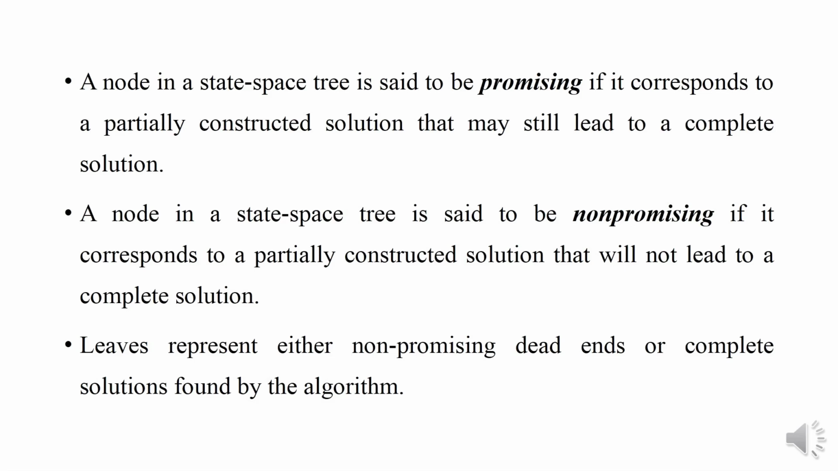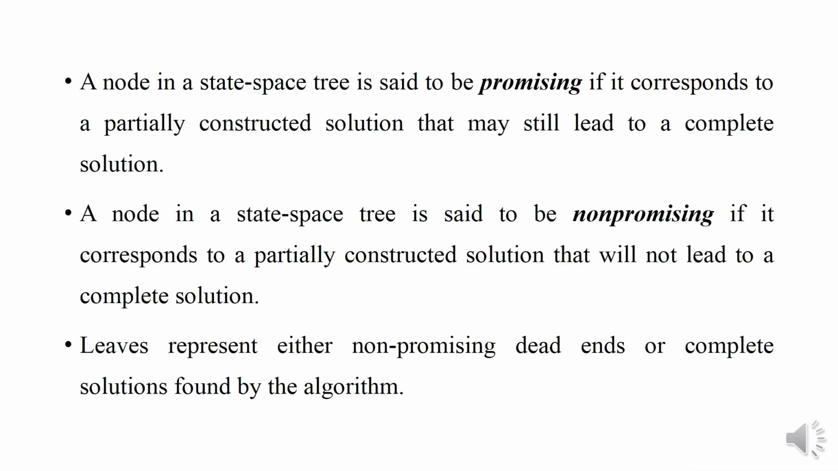A node in the state space tree is non-promising if it corresponds to a partially constructed solution that will not lead to a complete solution. So even if you expand, you are not going to get any solution to your problem.